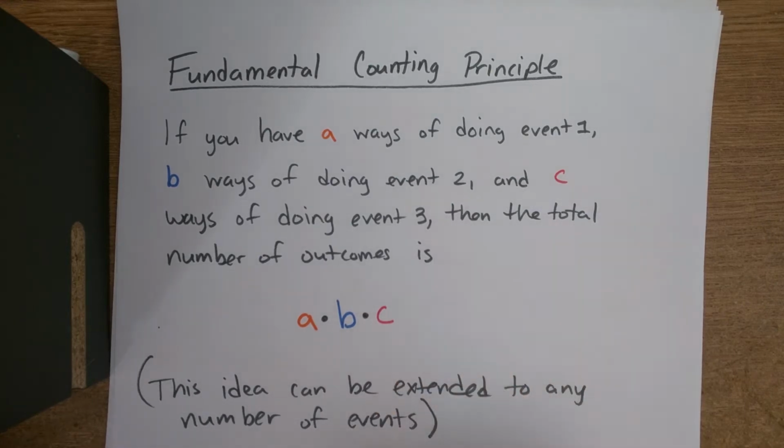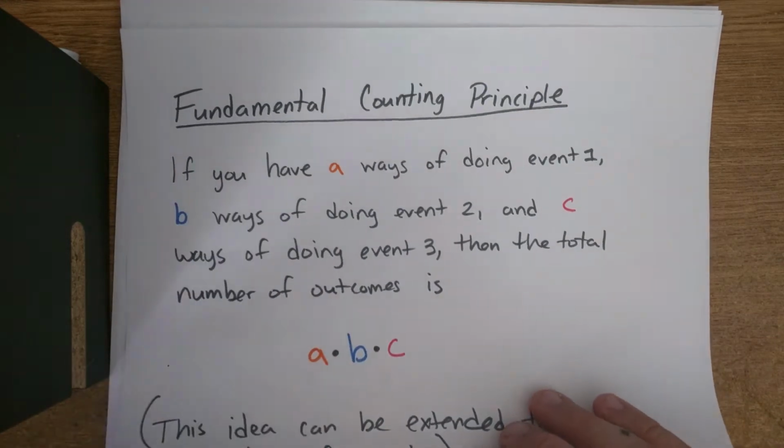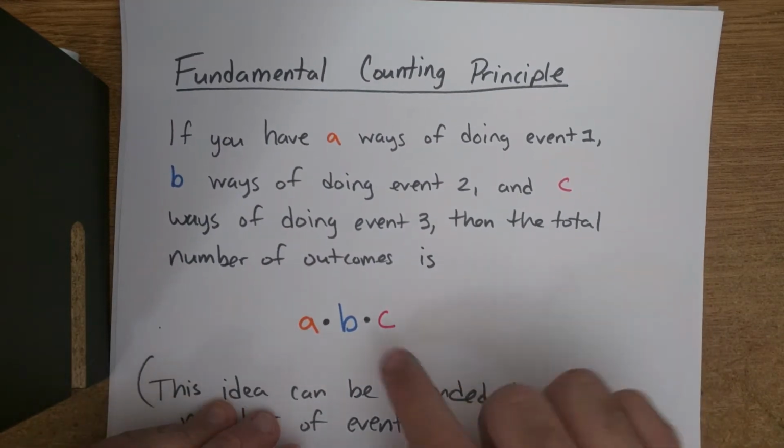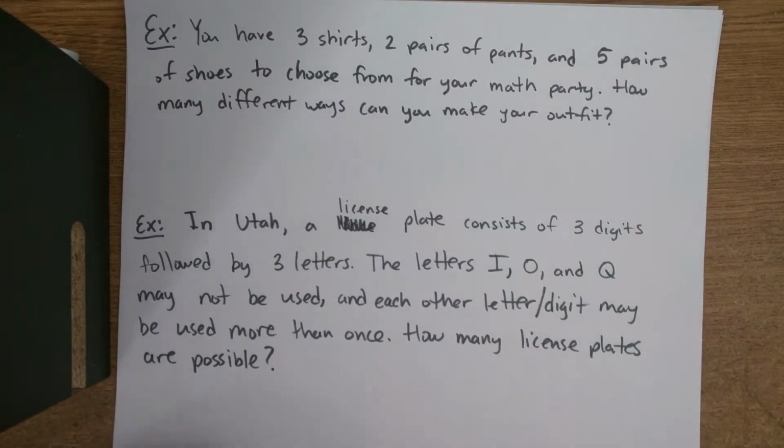So if you have just 2 events, you just multiply the 2 numbers. If you have 10 different things, multiply all 10. Now I'll show you what this means by events and all that. It might not make sense at the moment, but the idea is we're multiplying all the possible ways.